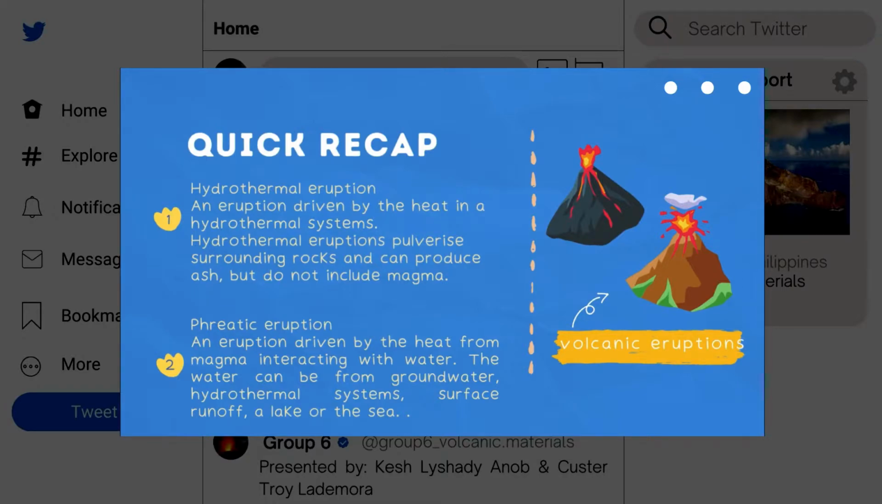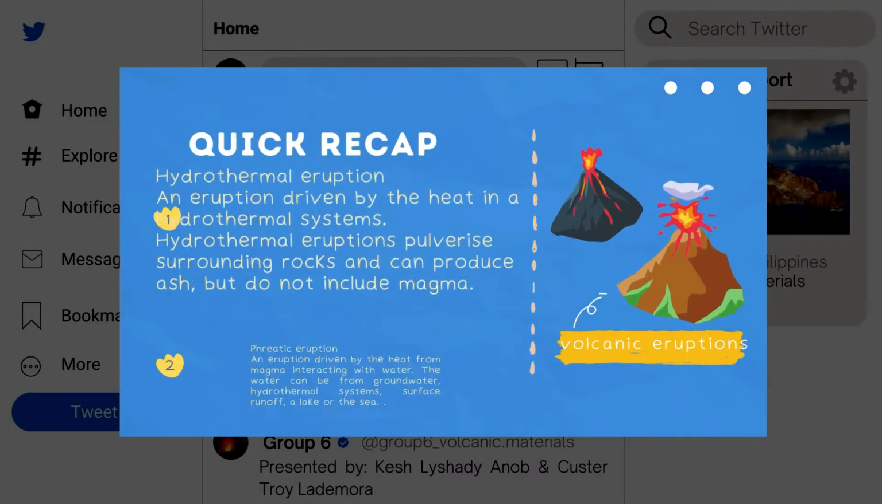Number 2 is phreatic eruption: an eruption driven by the heat from magma interacting with water. The water can be from groundwater, hydrothermal systems, surface runoff, a lake, or the sea.